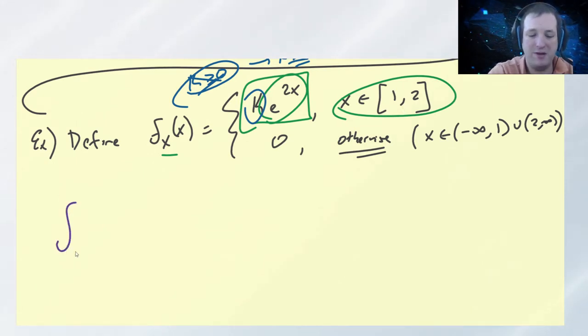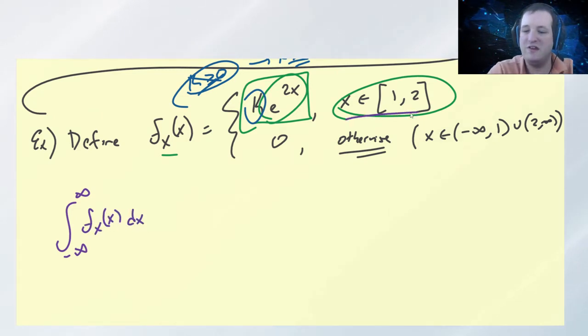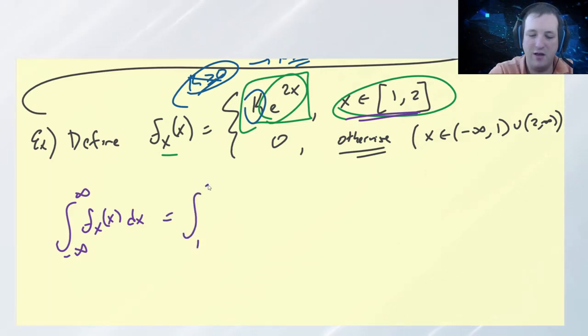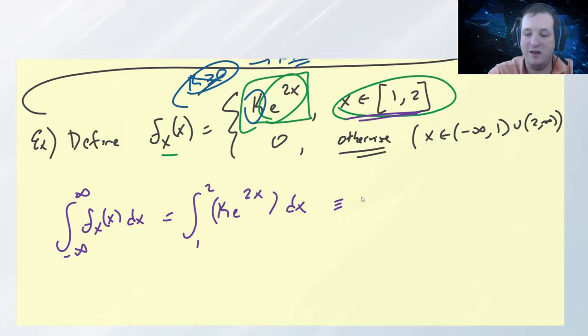So in order for this to be a PDF, the integral from minus infinity to infinity of this function f must be equal to 1. We see that the support of this function is [1, 2], so that means this is just equivalent to writing the integral from 1 to 2 of k e^(2x) dx, right? And we know that this must be equal to 1.